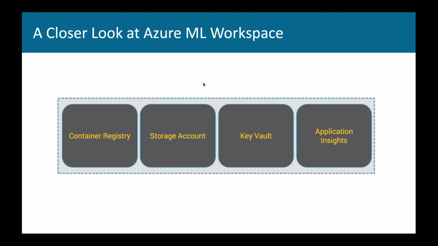So when you actually create a workspace within a resource group, there are multiple other things that actually get provisioned for you. Because Azure ML deals with a lot of containers, both for training and for inferencing, it creates a dedicated container registry under the same resource group. And this is essentially used for pushing and pulling container images. Then there is a storage account.